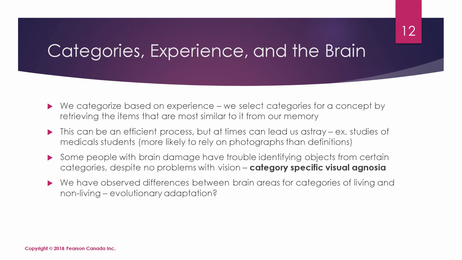As well, some people have brain damage that causes them to have trouble identifying objects from certain categories, despite no problems with vision. This is known as category-specific visual agnosia. So it seems like sometimes you could have damage to a particular area of your brain, and that is going to wipe out your ability to identify objects from a specific category, which leads us to believe that certain categories might be stored in different areas of the brain.